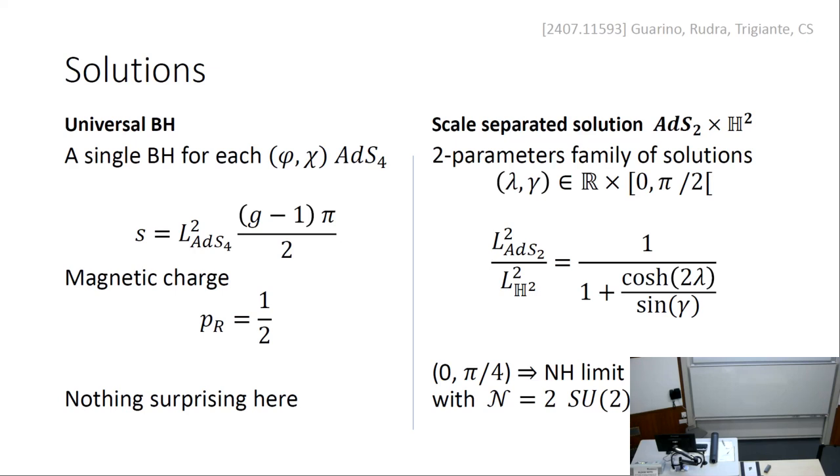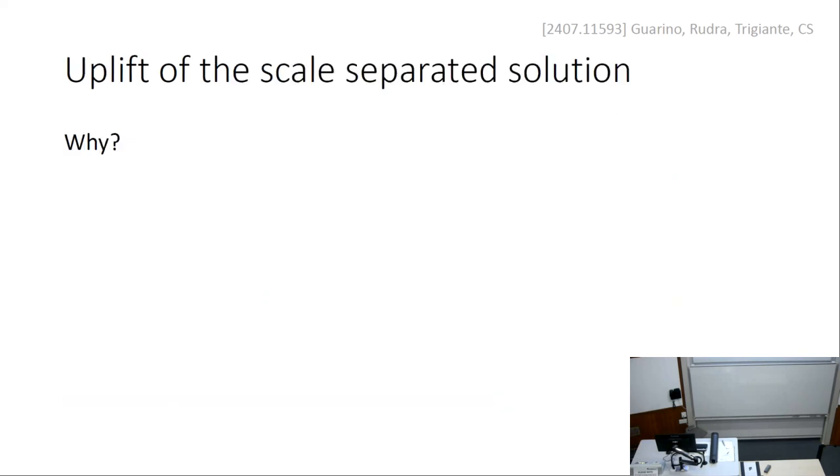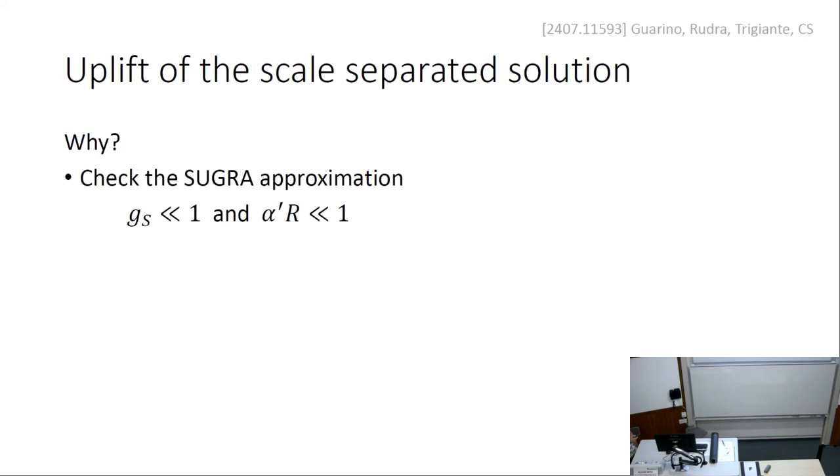Okay, now the uplift is interesting for this scale separated solution. Why do we really want to study the uplift of this solution? First of all, we need to check that the supergravity approximation still works. So we need to check that the string coupling is still small, and we need to check that the higher curvature corrections are still under control. And in this case, it's okay, everything is working great.